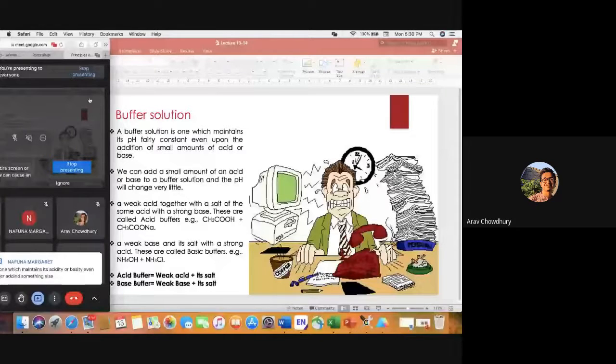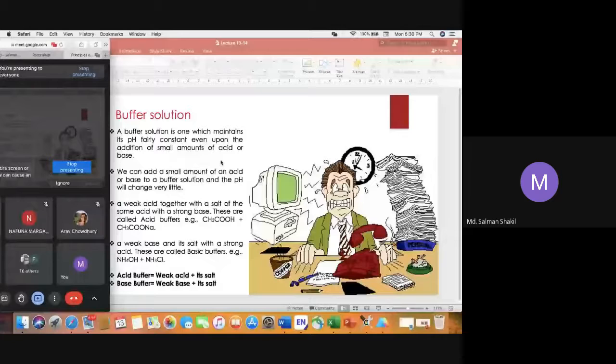Okay, sir. Okay, so there are two types of buffer, acidic buffer and basic buffer. So acidic buffer contains an acid and its corresponding salt. In acidic buffer, the acid is weaker, and its corresponding salt is stronger. Is it clear? Yes, sir. And in basic buffer, the base is weaker and its corresponding salt is stronger.